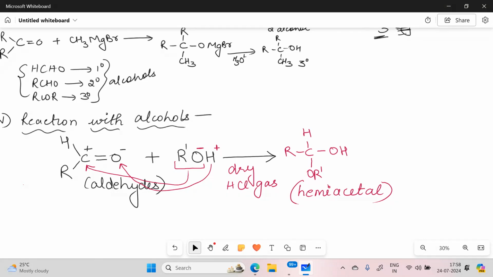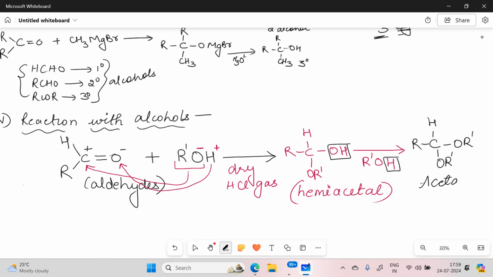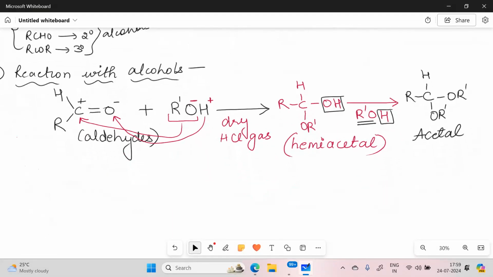If you have 1 mole of alcohol, then it gives you the product hemiacetal. But if excess of alcohol is there or 2 moles of alcohol, then the hemiacetal formed here again reacts with alcohol. Water is removed, OH and H, and this OH is replaced by OR dash, which is called acetal. So when alcohol reacts with aldehydes, it gives you hemiacetal if there is 1 mole of alcohol, acetal if it is excess of alcohol or 2 moles of alcohol.